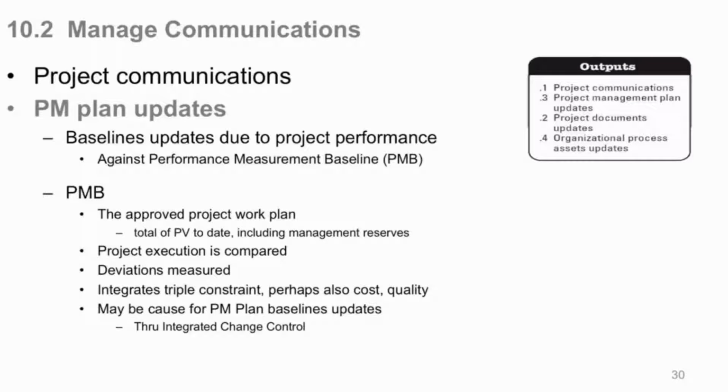The approved project work plan, when we get to it, is the total of the planned value of your project to date, including any management reserves. Now maybe that doesn't make sense to you right now, it will later, but that's all the money that you have, your planned value over time on your project. You can report progress against that and deviations from it. But that baseline is your performance measurement baseline. The project execution that you're doing is compared to that, so you get your forecasts. Deviations from that are measured. It integrates your triple constraint, your scope, time, and cost, and also includes quality in measuring deviations and so on. And it might be the cause for you to update some of the baselines through integrated change control, of course. So performance measurement baseline is a big thing, and we'll get to that when we get to scope.